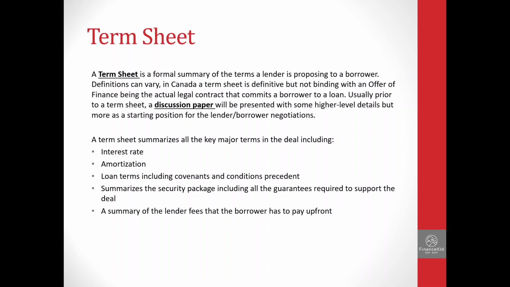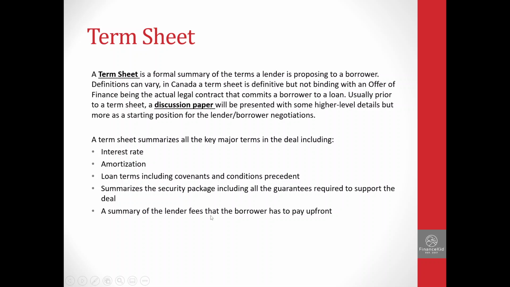So term sheets are more of a non-binding summary of terms. Some of the things that you're going to see in a term sheet would be the interest rate on the loan, the amortization, the term of the loan, covenants and conditions that are required to fund the loan, a summary of the security that you're going to take for that loan. So I'm going to register a lien on the property. I'm going to register a lien on the equipment. I'm going to have a first position GSA, whatever the case is. And then also a summary of the fees that the bank is going to take.